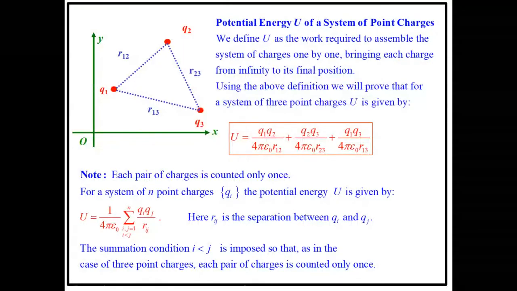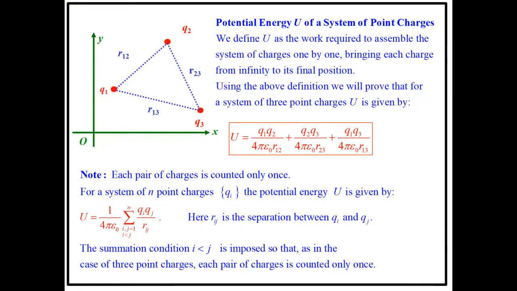Let's come to the superposition principle. What did we study in the superposition principle? Suppose you have more than 2 charges. So we have here 3 charges: Q1, Q2, Q3. The distance between Q1 and Q2 is R12, the distance between Q1 and Q3 is R13, and the distance between Q2 and Q3 is R23.